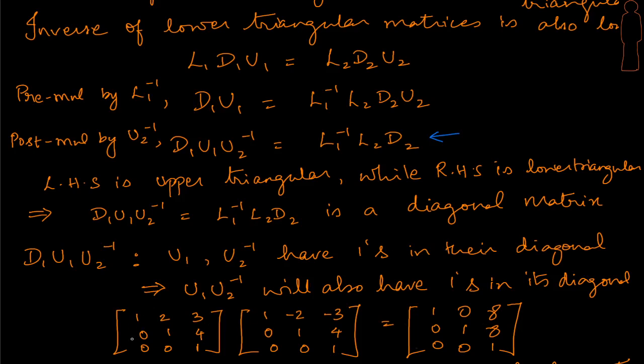I pick up some U1 and some U2, right? It's not necessary that I have to take U1 and U2 inverse. I have just taken two upper triangular matrices with ones on the diagonal. The interesting property is you will definitely see a 1 in its product. So you could use either the row view of multiplication or the column view of multiplication to understand this.